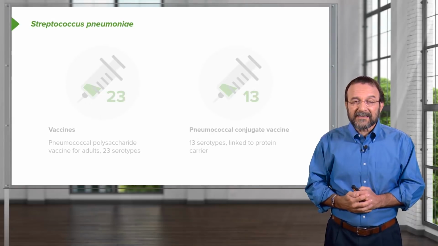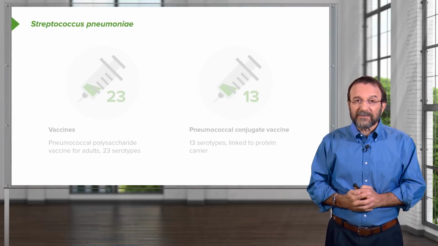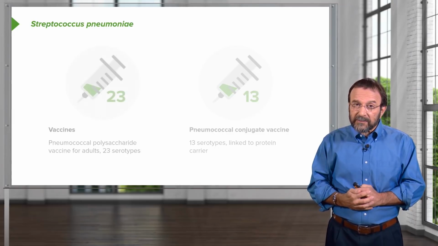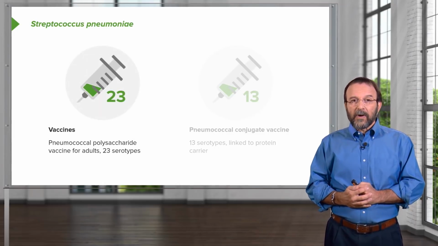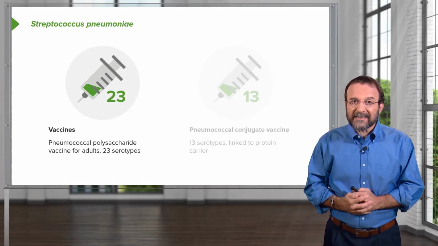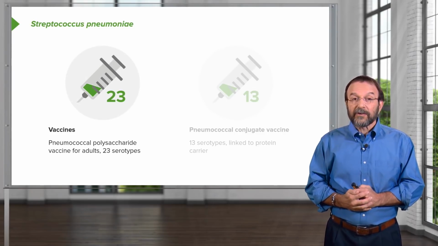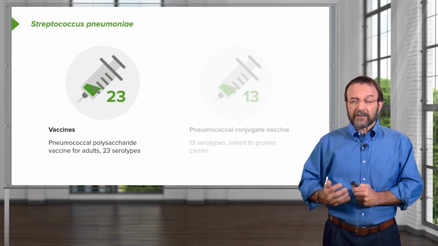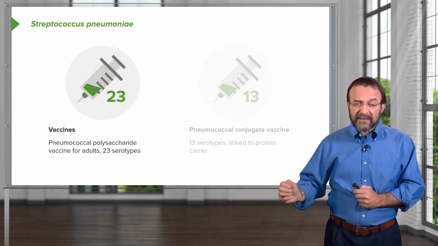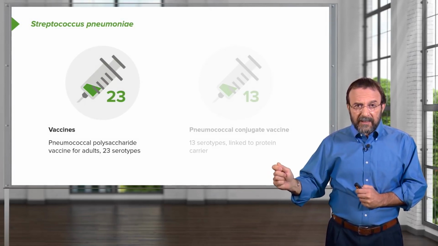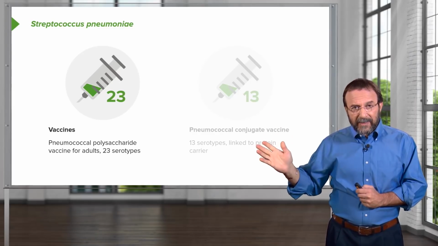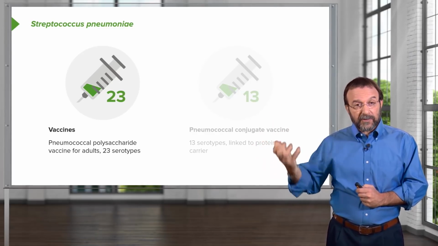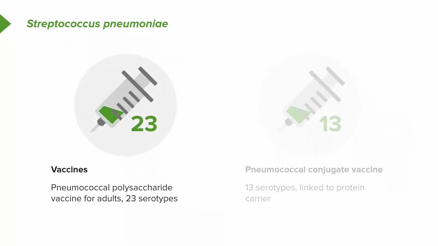We now have vaccines that can be used to prevent infections, and there are two I want to tell you about. One is a pneumococcal polysaccharide vaccine for adults. So if you are an adult and you were never immunized, you should get this so you don't develop pneumonia caused by this bacterium at an older age when your lung functions start to decrease. This vaccine will protect you against 23 different serotypes.